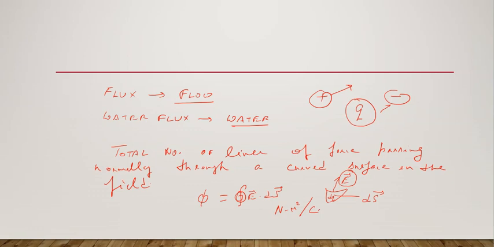I repeat, flux simply means the flow, and electric flux means the flow of electric lines of force from a particular area. If lines of force are passing through this small area, then this is known as electric flux. I hope you have understood the meaning of electric flux.